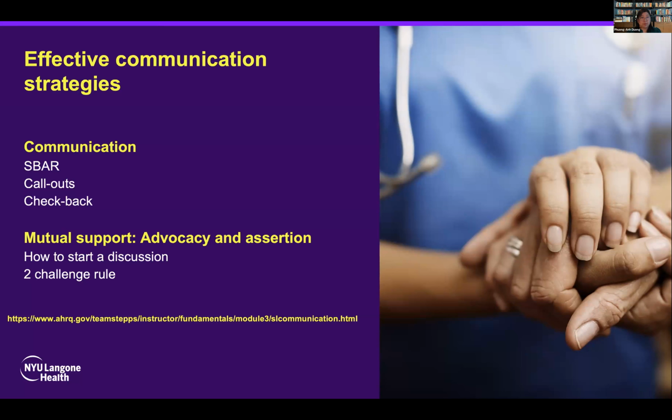Another thing that's really important for effective communication is mutual support, that psychological safety, so that people can advocate and assert when they need to. And we'll talk about how to start a discussion for when you're advocating for your patient, and the 2 challenge rule of speaking up and asserting when you don't agree with the decision that's being made.